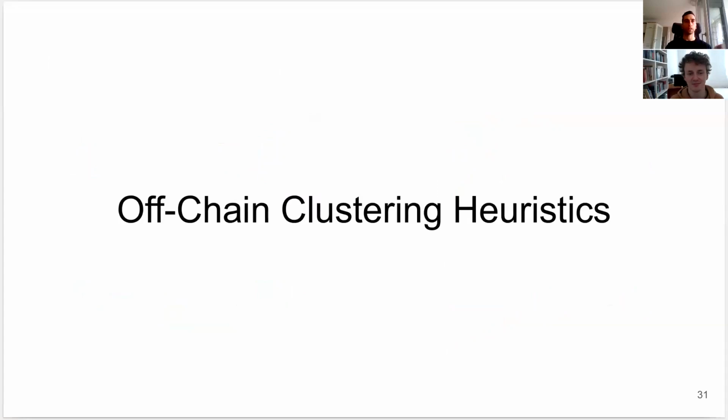So the next part is off-chain clustering heuristics, and for this we need Freedom again.